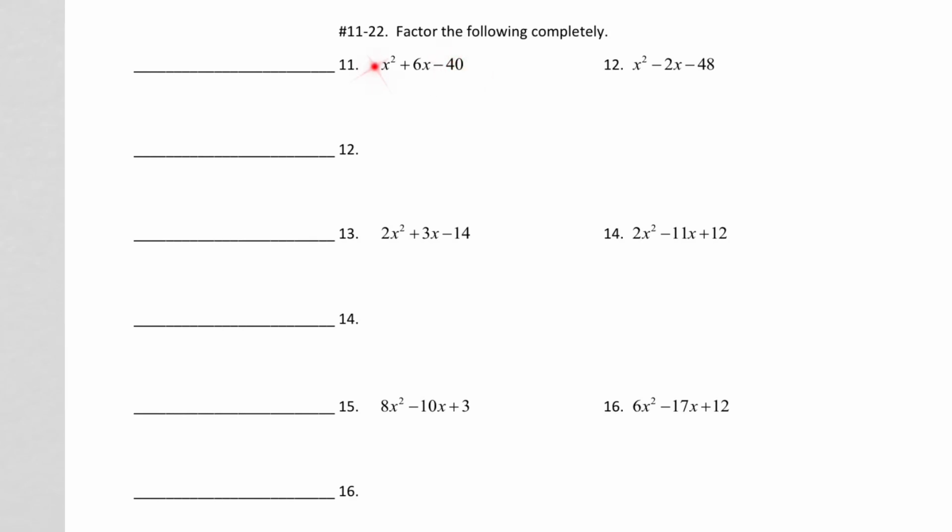Here there's no leading coefficient, so I'm looking for factors of negative 40 that add up to positive 6. So positive 10 and negative 4. For number 12, there's no leading coefficient, so I'm looking for factors of negative 48 that add up to negative 2. So negative 8 and positive 6.